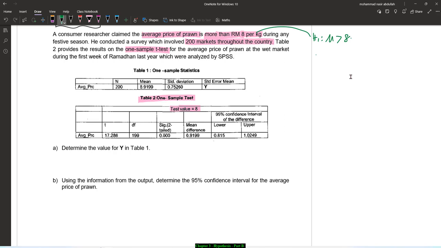So the first question is, determine the value of y. So the value of y is the standard error, which is s divided by square root of n, which is equal to 0.7526 divided by square root of 200. So you can calculate this one. How much is this? Can you be faster? Calculate faster. What is the value here?